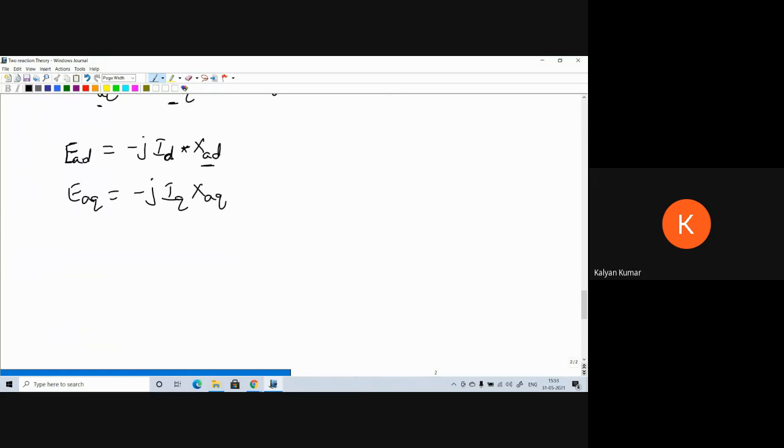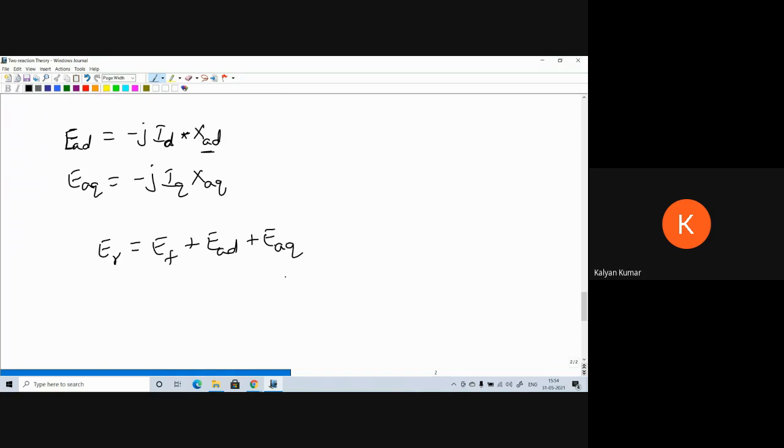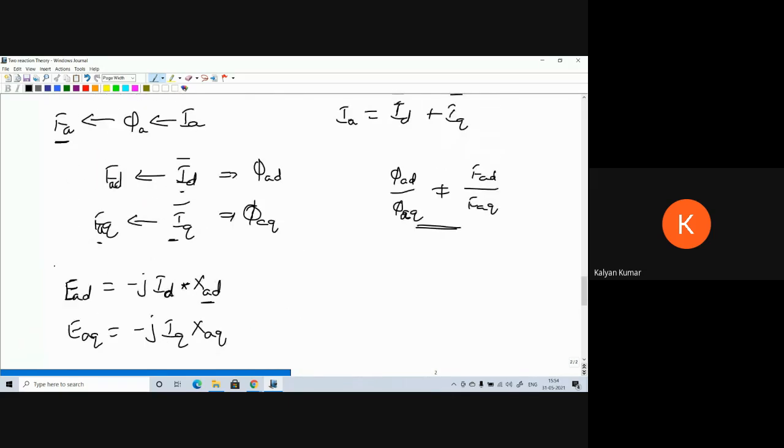Now, if you add this EAD and EAQ to the induced EMF, Ef plus EAD plus EAQ, we will get the air gap induced EMF, Er. So to the Ef, if we add EAD and EAQ, then we will get the air gap induced EMF. This will come across in cylindrical rotor machines. So what is the Er formula that we have derived there?